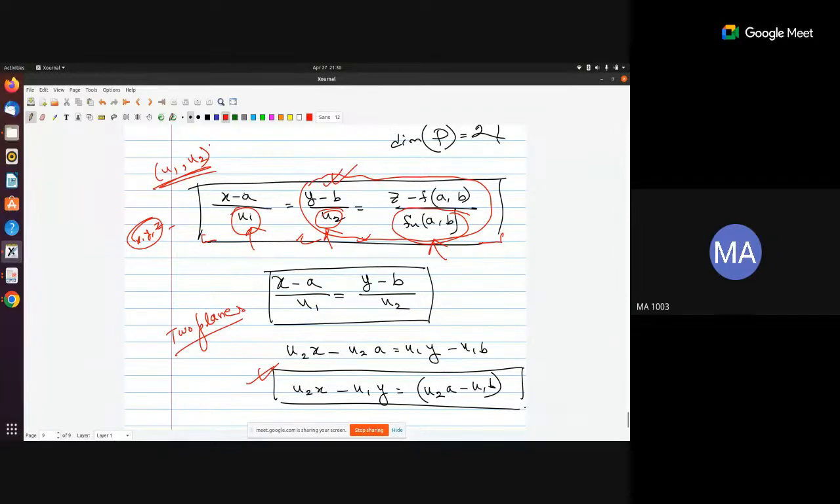So this is (x − a)/u1 and (y − b)/u2. This is basically a plane we are considering at the point (a, b) in the direction of u1 and u2, right? And this is the functional end of it. And each of these is equated to a parameter. So this is the symmetric form. Is this clear at least till now? This is the symmetric form.